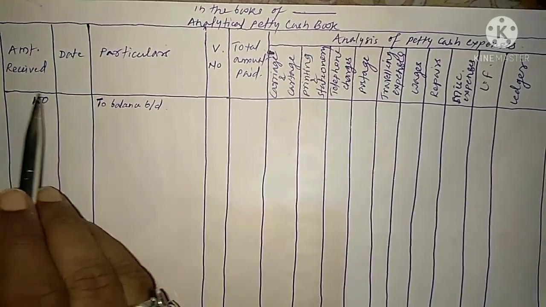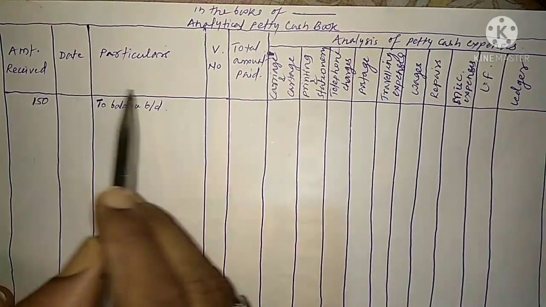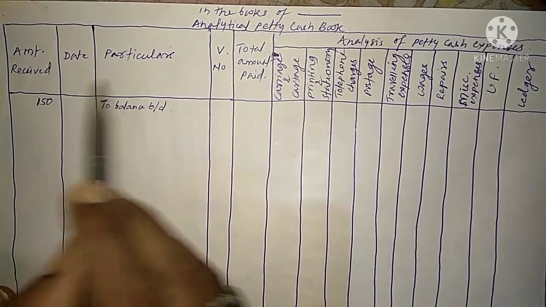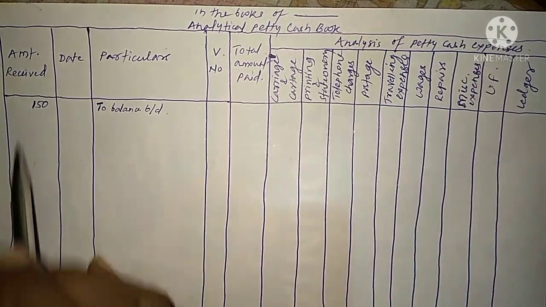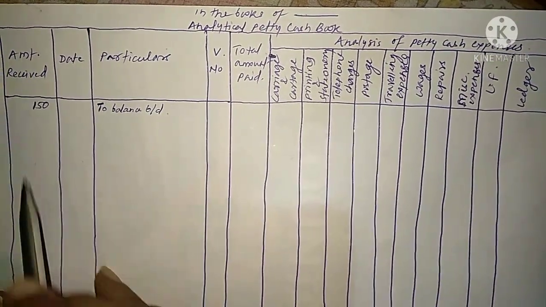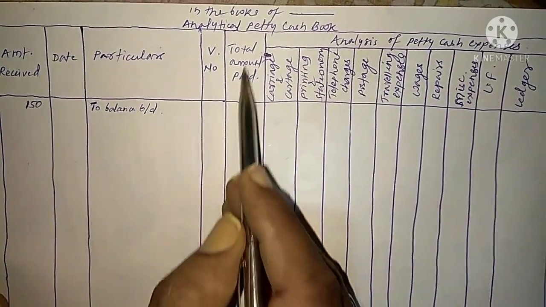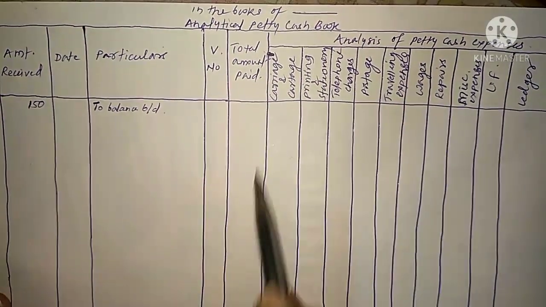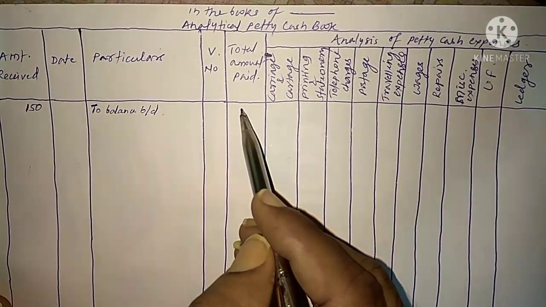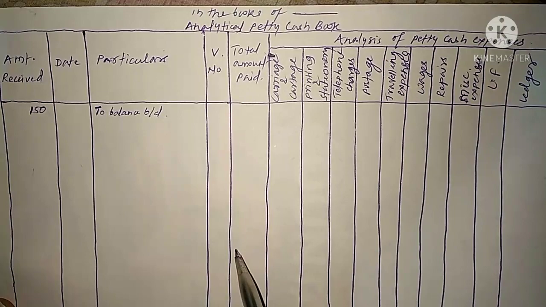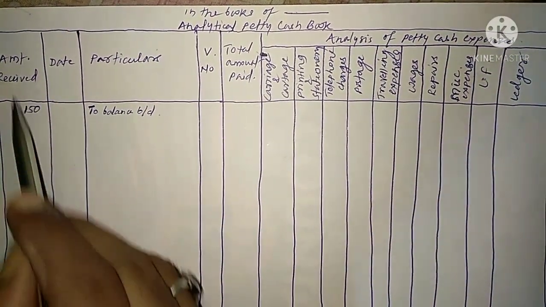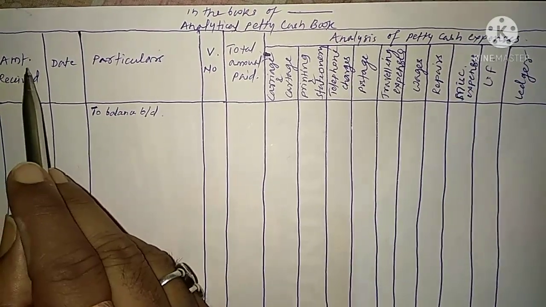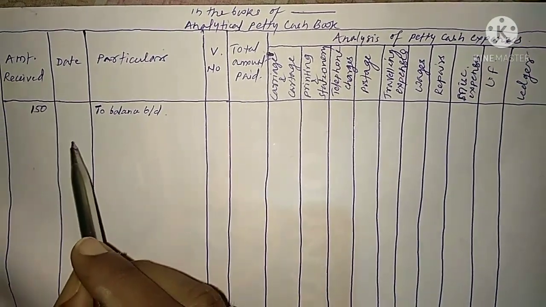So try to understand the concept very clearly. Actually, for amount column, there are two columns. One column is for receipt, that is the left hand side, very first column, and this total amount paid column is for payment. So for payment, we are supposed to write that amount here in total amount paid, and for amount received or opening balance, we have to write to the amount received column, 150.